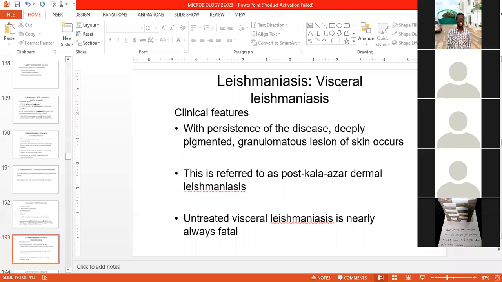Let's take note. If visceral leishmaniasis is not treated, it can result in death. There are other types of leishmaniasis that can resolve. For example, the cutaneous can resolve by itself, but with the visceral, because of the affinity to the red cells and the anemia, if you don't treat it, definitely it could result in death. Right? Okay.